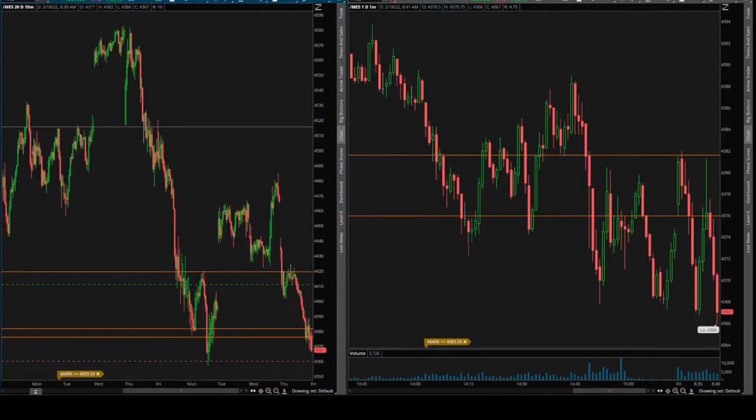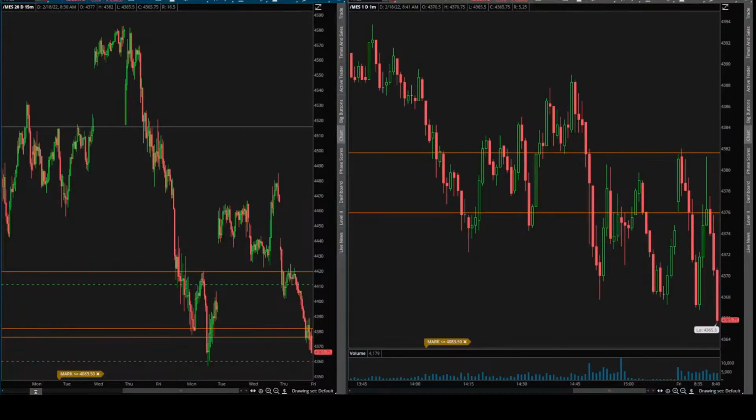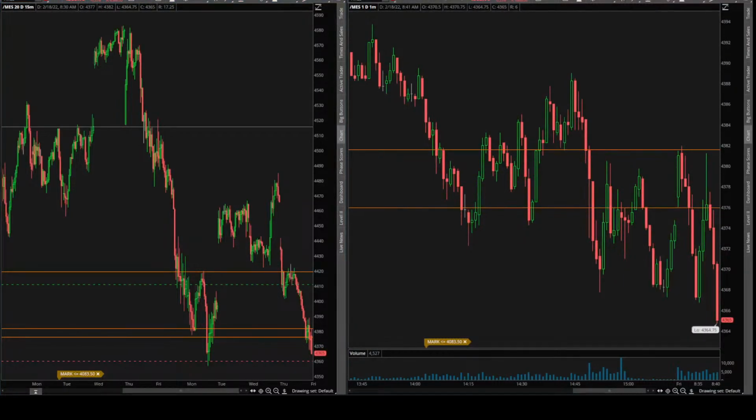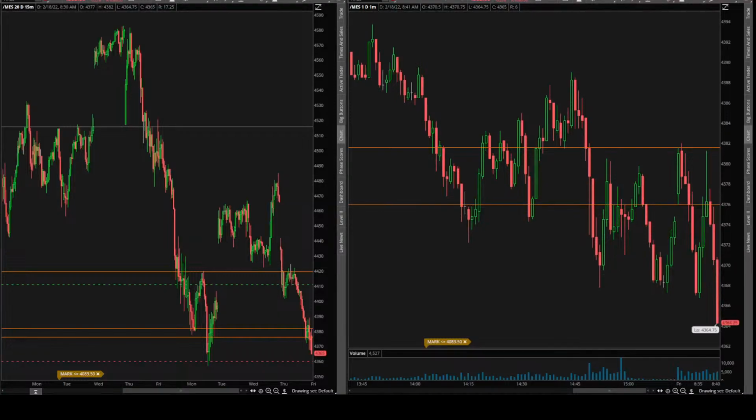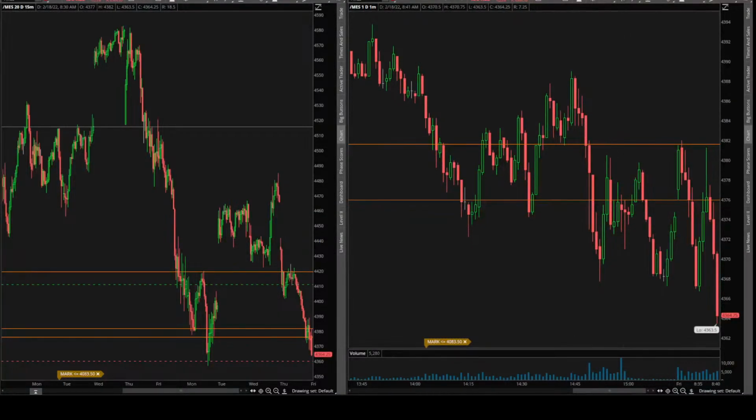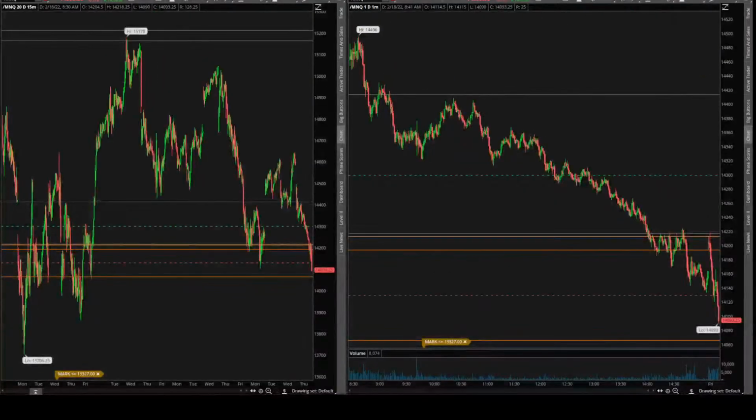Watching NASDAQ closely. Yeah, so same deal. It looks weak to me. I know I want to short it. And the question then is where do I want to join the party? Where do I want to jump in?